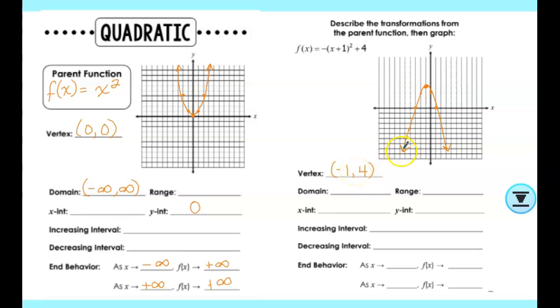The domain, again, is just worrying about our x's, so it's continuing to go from negative infinity to positive infinity. I'm not going to worry about the y-intercept. The end behavior: as x gets more and more negative, y gets more and more negative. So they're both approaching negative infinity, and as x approaches positive infinity, y approaches negative infinity.